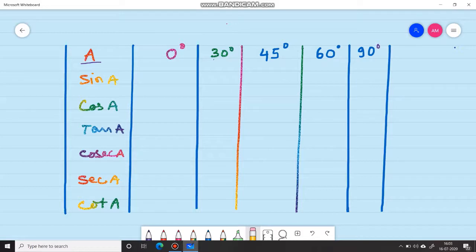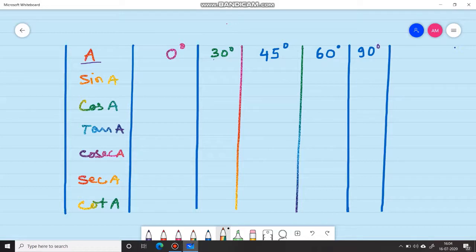Children, for finding out these values, you have to follow very few simple steps. In 3 simple steps, you will be able to calculate all the values. So the first step is making this table: sin A, cos A, tan A, cosec A, sec A, cot A, then 0 degree, 30 degree, 45 degree, 60 degree and 90 degree. Up to 90 degree you have to learn.